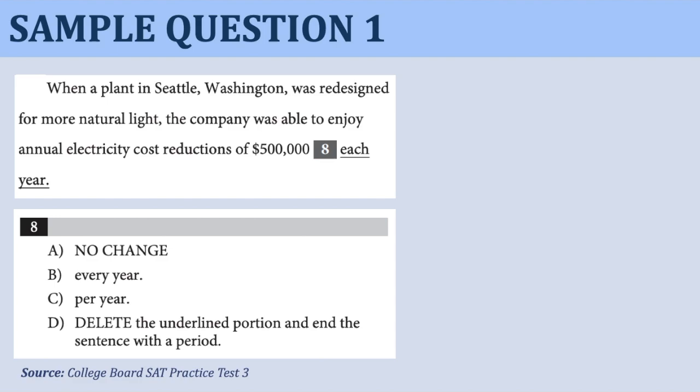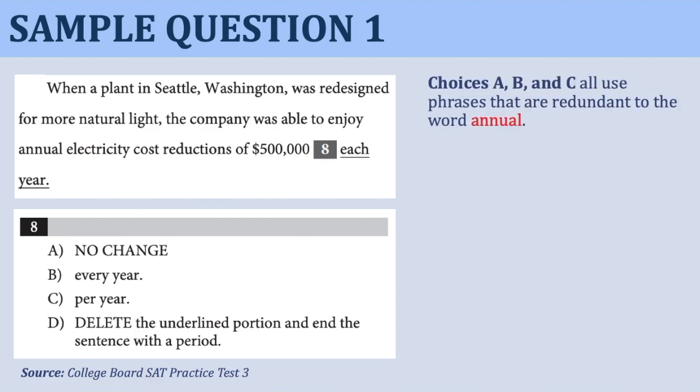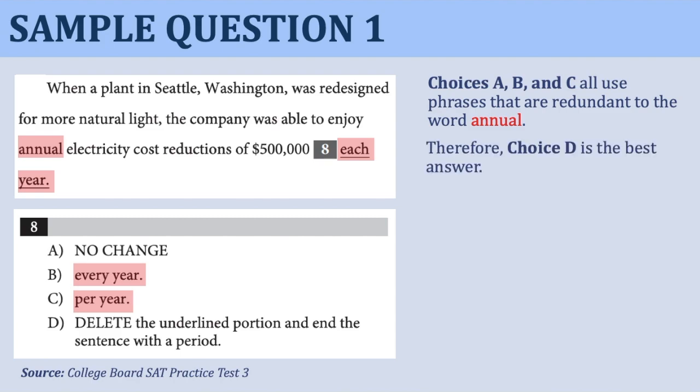So, a big strategy to use when you attack this question is to eliminate incorrect answer options. So, when we look at the question, we can recognize that choices A, B, and C all use phrases that are redundant to the word annual. So, option A, no change, uses the phrase each year. Option B uses every year, and C uses per year. All of these things essentially mean the same thing as the word annual, so it is redundant. Therefore, choice D is the best answer.